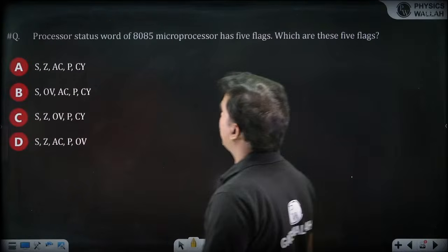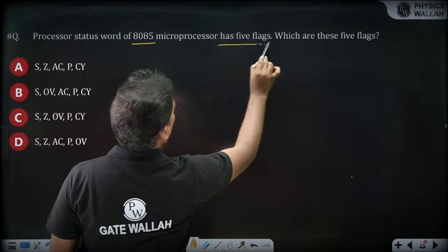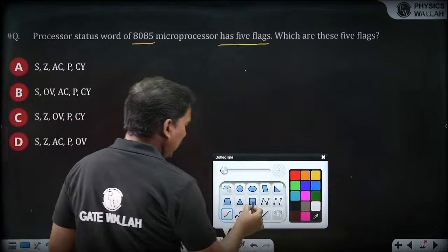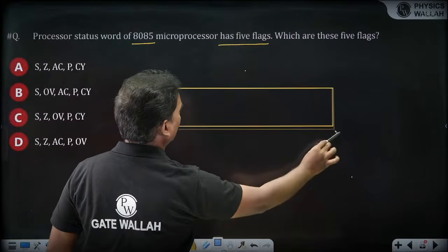The processor status word of the 8085 microprocessor contains 5 flags. Which of these are the flags? If you see the 8085 flag register, these are the flags.